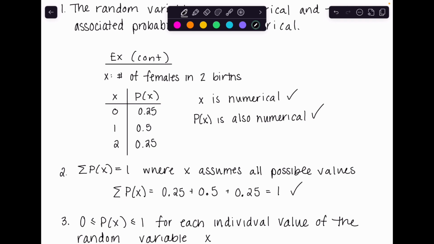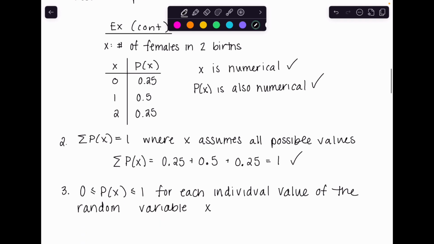The third hopefully makes sense, but basically you want the output of each of these probabilities to be greater than or equal to 0, but also to be less than or equal to 1.